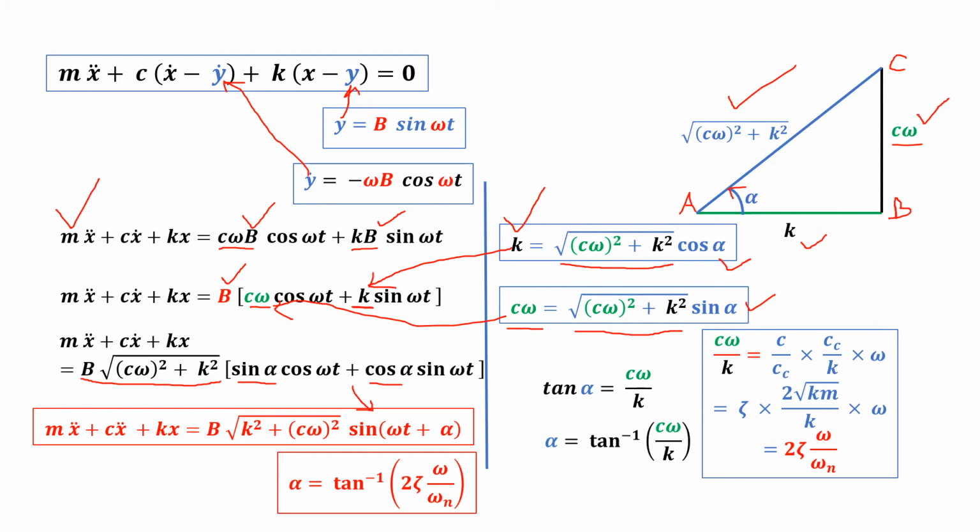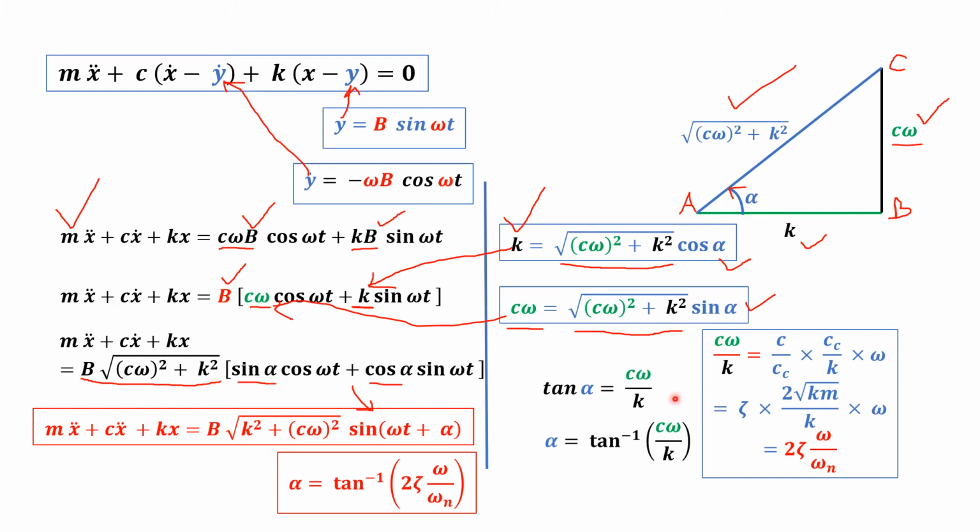So we get the differential equation in the form mx double dot plus cx dot plus kx is equal to b times under root of k square plus c omega square sine of omega t plus alpha. So the differential equation has been modified for our problem.